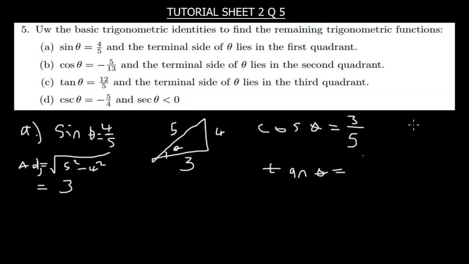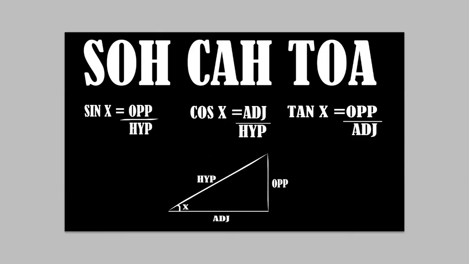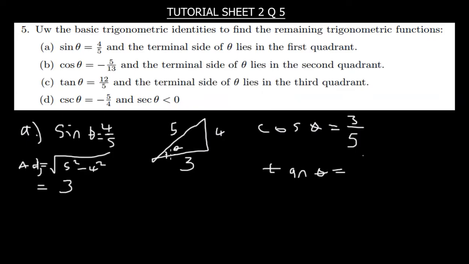And then tan theta is the opposite over the adjacent, which in this case is the opposite, 4, over the adjacent, which is 3. So these were the missing trig ratios which they wanted us to find. Let's proceed and check what question B is like.